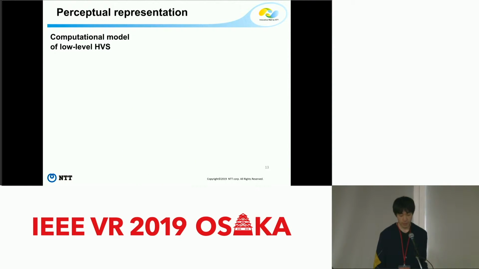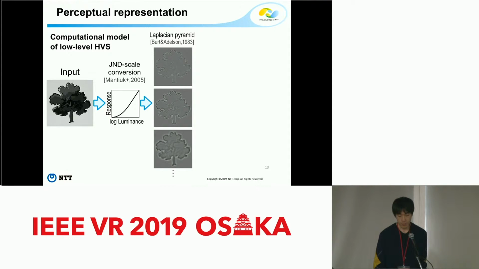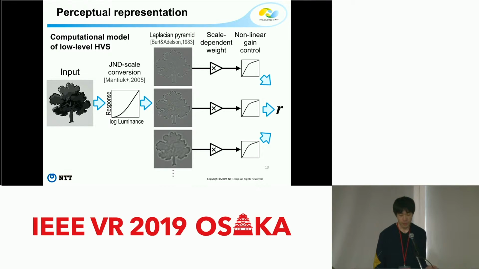Here I show the model representation we used to compute the distance. It consists of several stages. The first stage simulates the local luminance adaptation, and the second stage decomposes the image into several different spatial frequency bands using a Laplacian pyramid. Then each spatial frequency band is processed by linear gain to simulate the sensitivities of the human visual system to each spatial frequency. And finally, these values are processed by a nonlinear transducer to simulate the contrast gain control process.